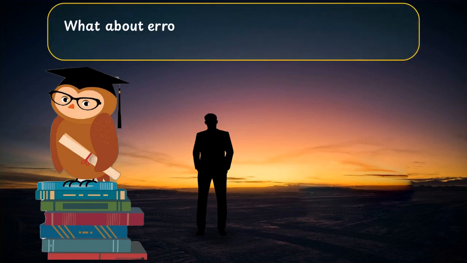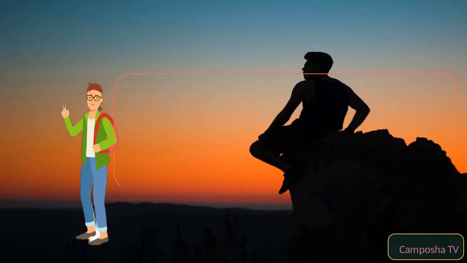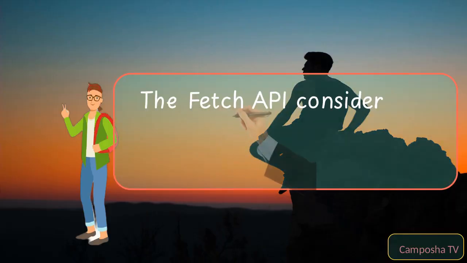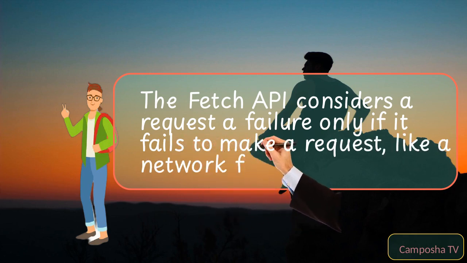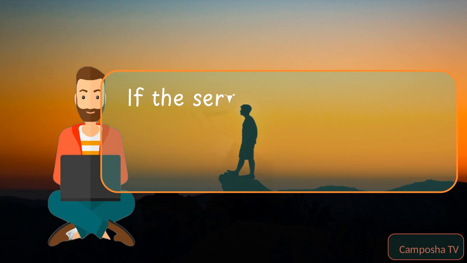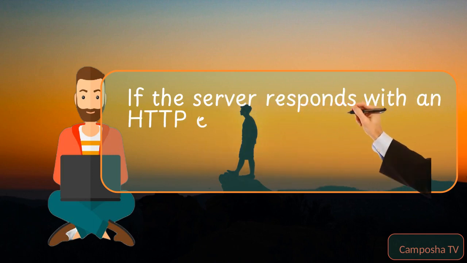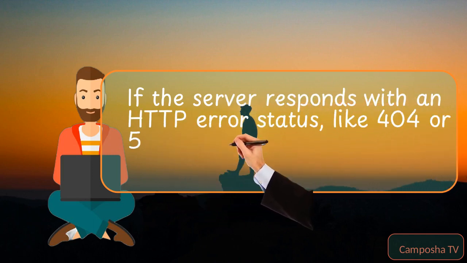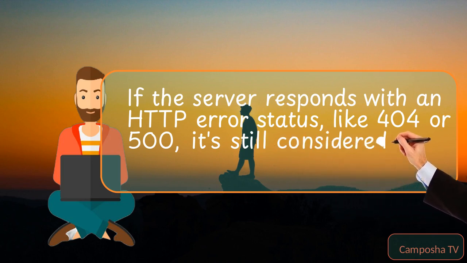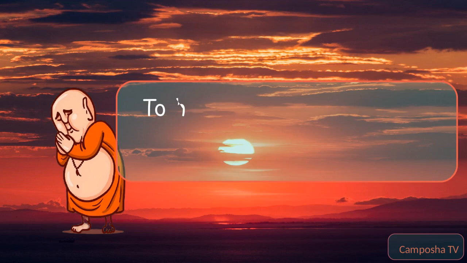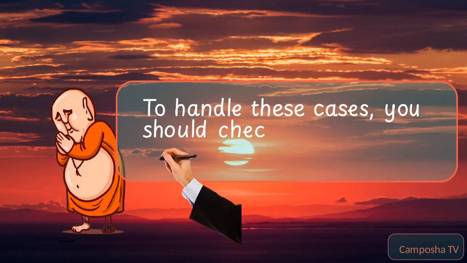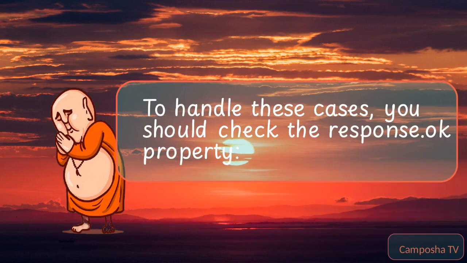What about error handling? How does Fetch handle that? The Fetch API considers a request a failure only if it fails to make a request, like a network failure. If the server responds with an HTTP error status, like 404 or 500, it's still considered a successful request. To handle these cases, you should check the response.ok property.